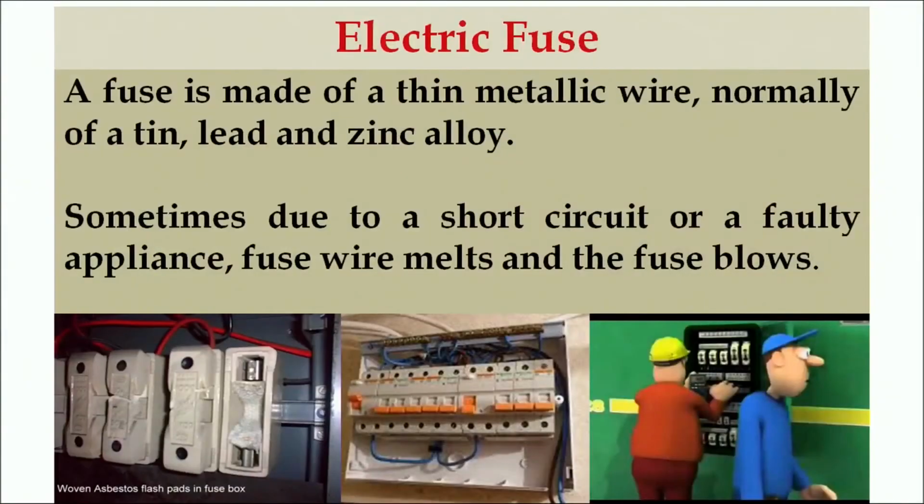Now let's discuss the electric fuse. An electric fuse is made up of a thin metallic wire, normally of a tin, lead and zinc alloy. Sometimes due to a short circuit or a faulty appliance, the fuse wire melts and the fuse blows, so that the entire equipment gets disconnected from the main supply. This is the main function of the fuse wire.